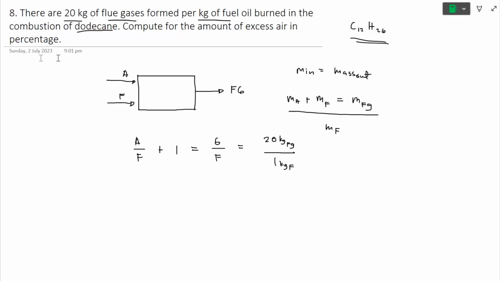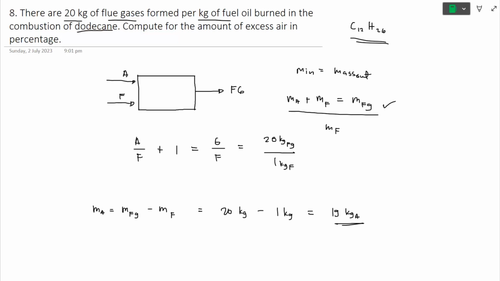Now, ang inahanap dyan is yung amount of excess air in percentage. Okay. So, anong hanapin natin? Siyempre, yung mass of air muna. Yung mass of air is equal to, okay, mass ng flue gas minus mass ng fuel. Sir, saan mo nakuha? Ito. So, given dyan na meron kang 20 kilograms minus every kilogram ng fuel. So, you have 19 kilograms of air.